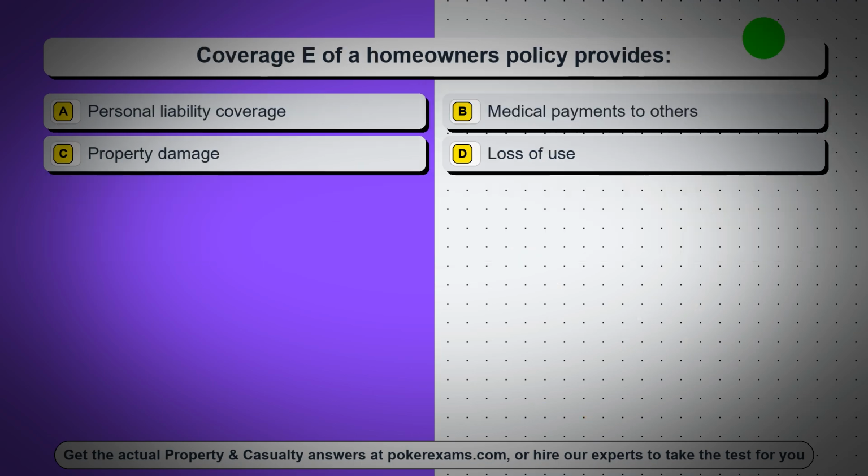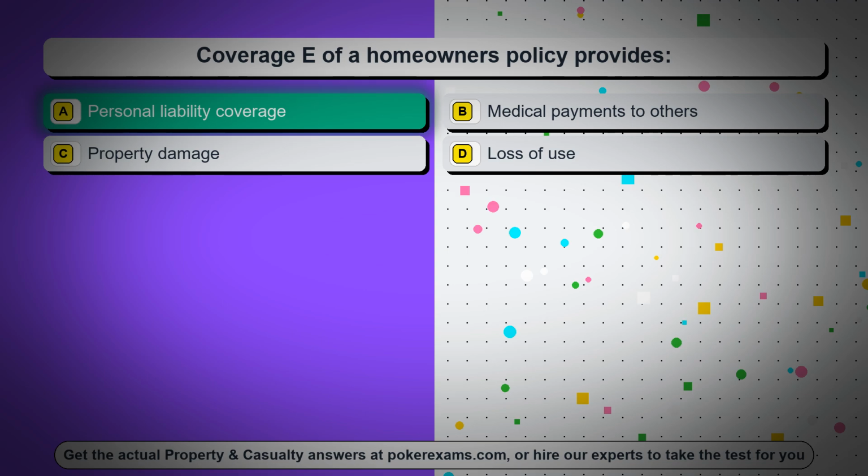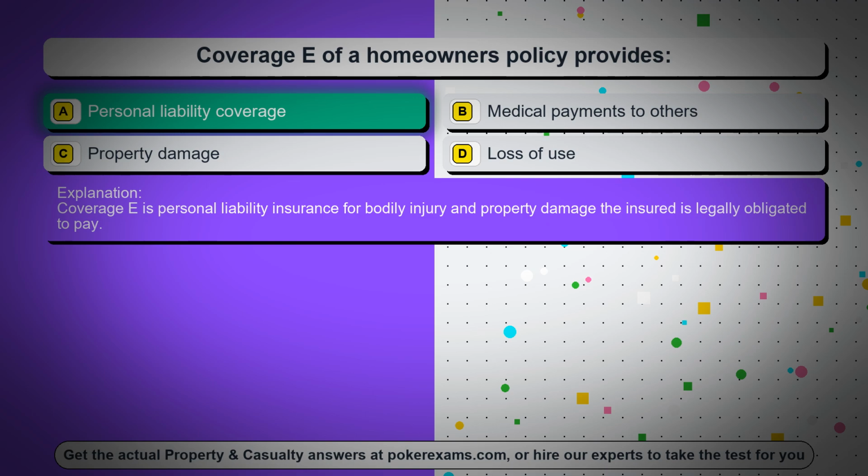Question 88. Coverage E of a homeowner's policy provides: option A, personal liability coverage; option B, medical payments to others; option C, property damage; option D, loss of use. The correct answer is option A, personal liability coverage. Coverage E is personal liability insurance for bodily injury and property damage the insured is legally obligated to pay.